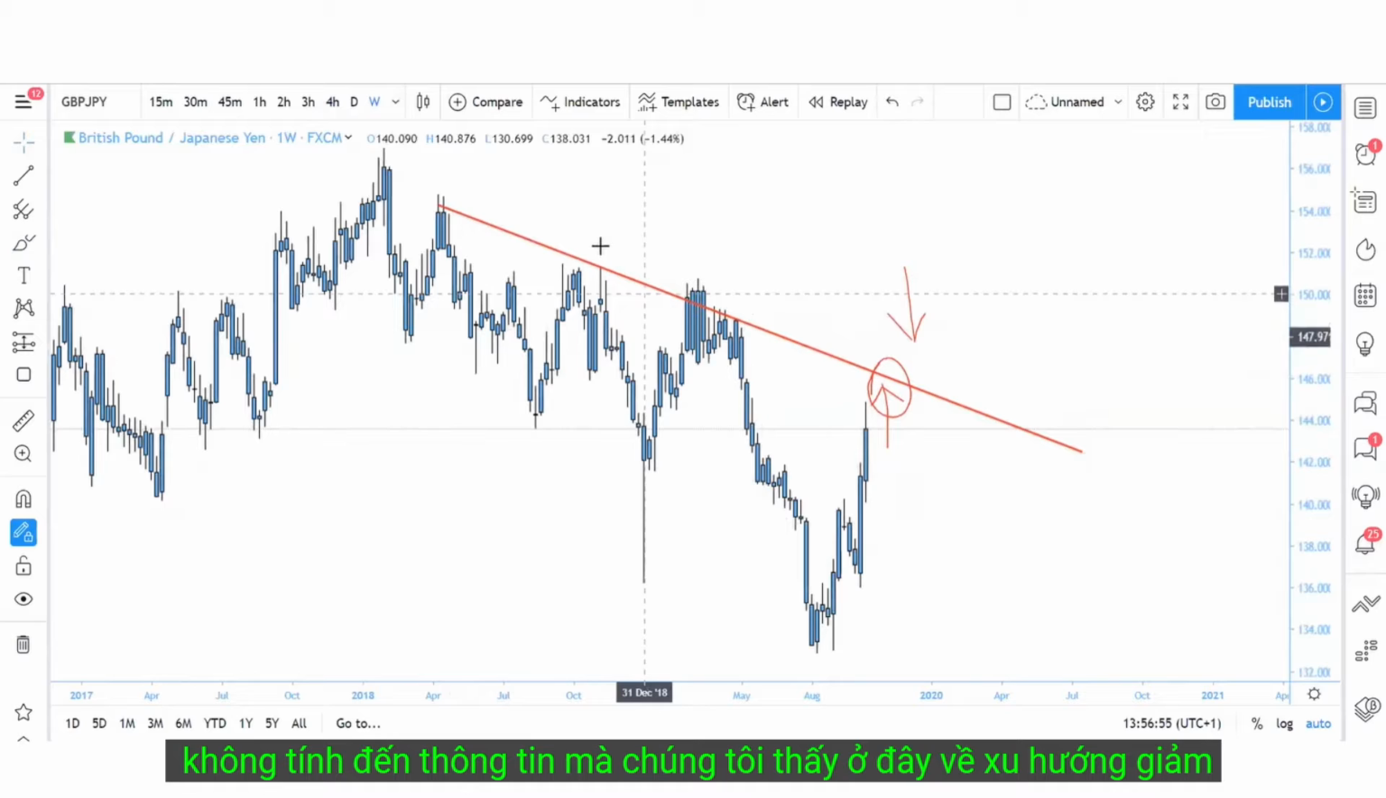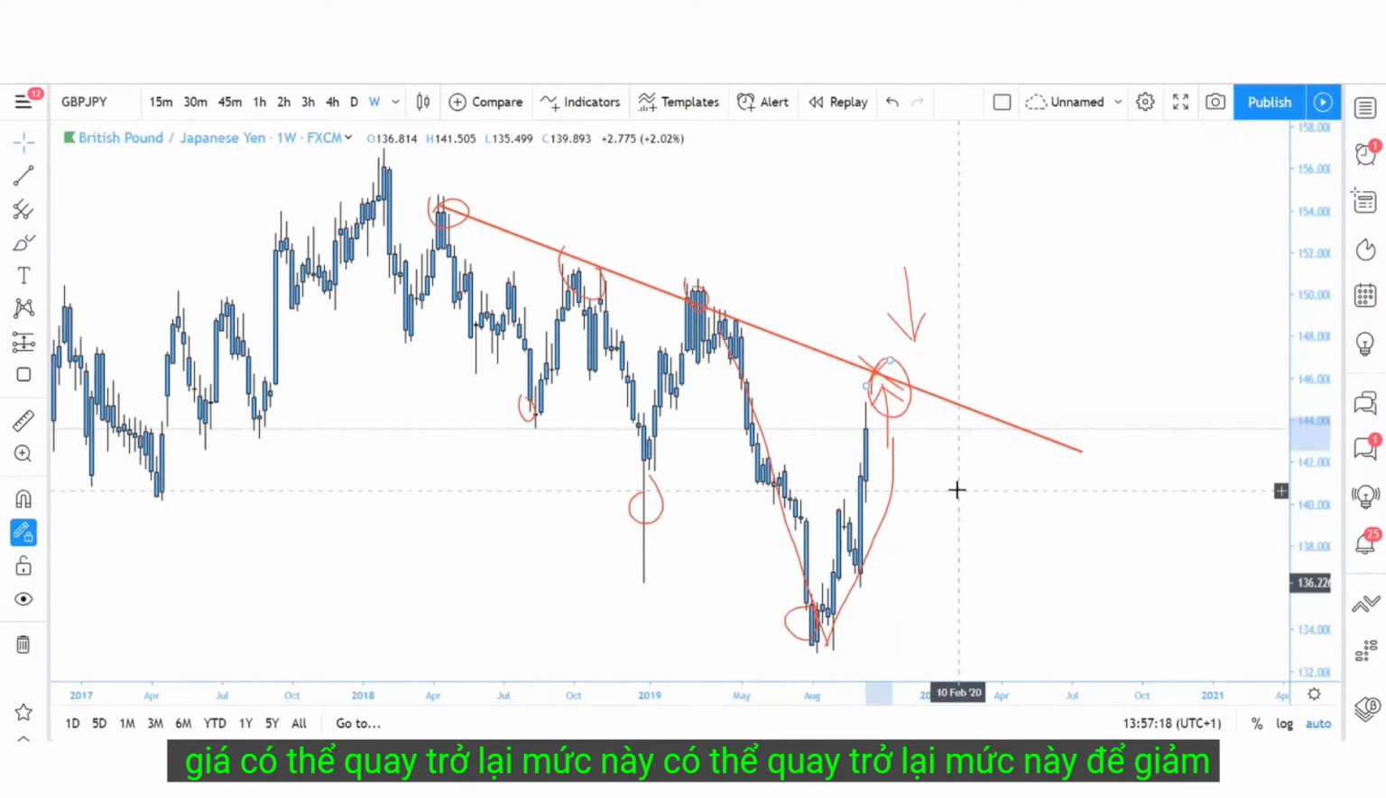Well, what we have to do is not take into account the information that we see here in terms of a downtrend. We need to identify the phase of this market. So if the structure of this market is a structural high, lower low, lower high, lower low, lower high, lower low, this is your push phase, and now we're seeing an exhaustion phase. So what do we want to do with this information? Well, firstly, we're going to identify that price may come back to this level, to make a lower low.